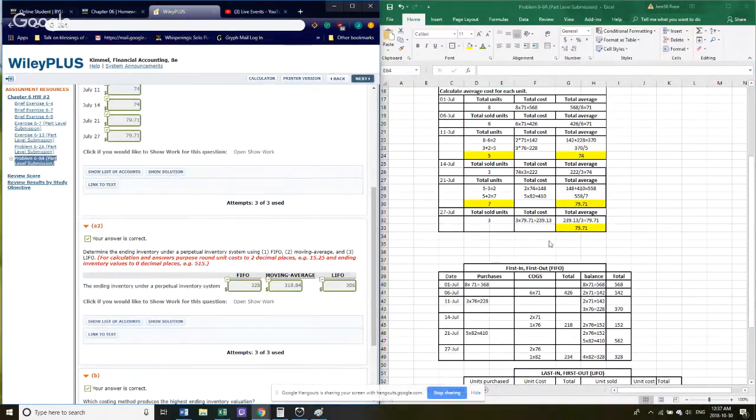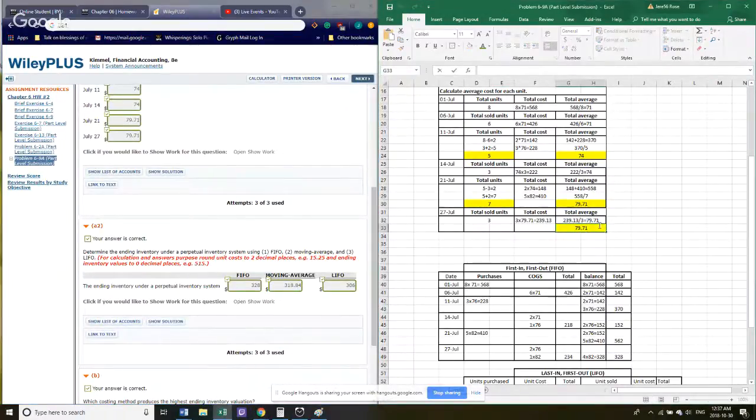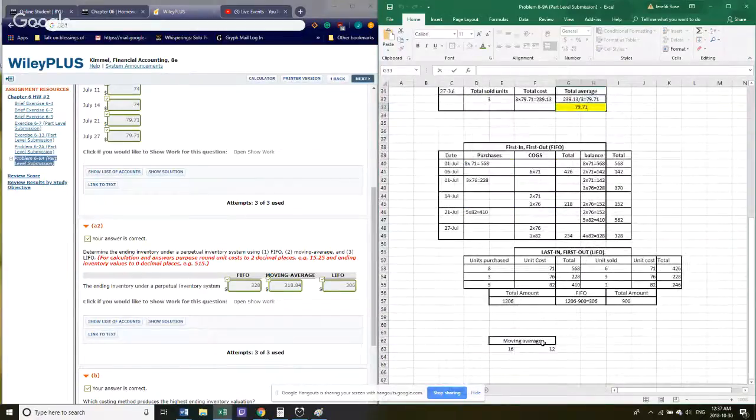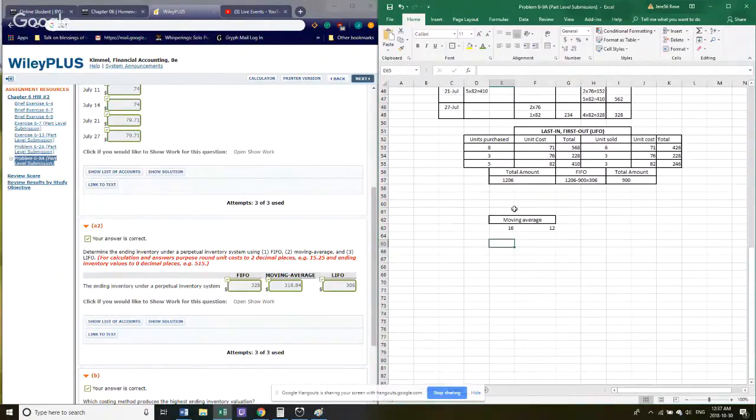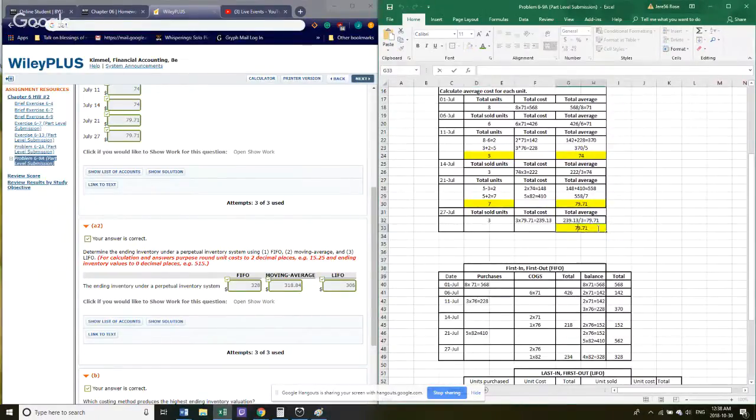So what we want to do with that number is times that by the remaining units that are there. So we take the 16 and the 12, and we take 16 away from 12. That'll give us 4. And yet again, this is the units purchased, and this is the units sold. And then you take away this, and that means that you have 4 units in total, right? So you want to take this number, which is the average, and times this by 4.